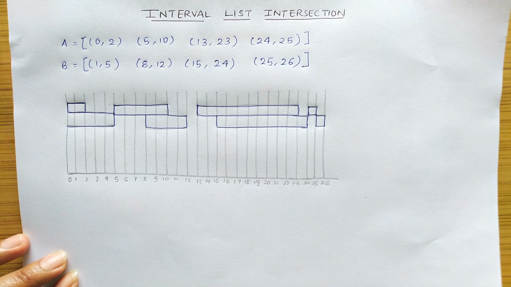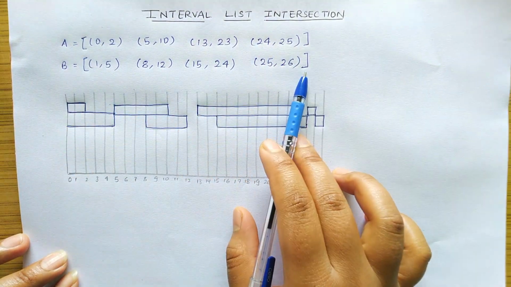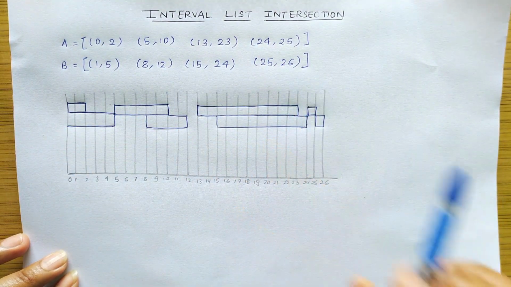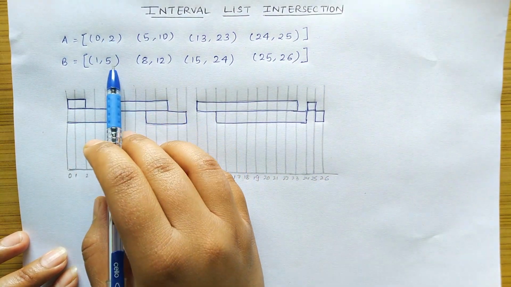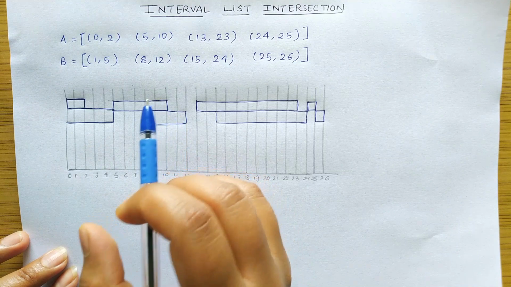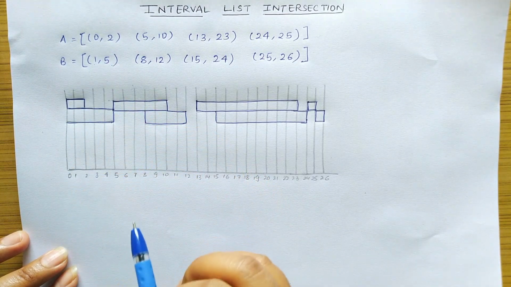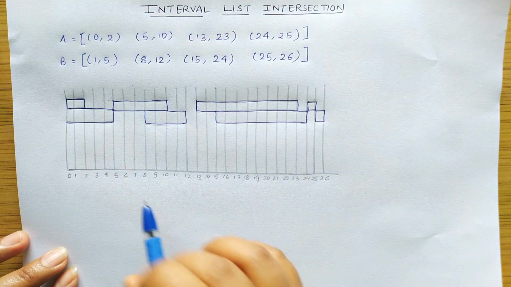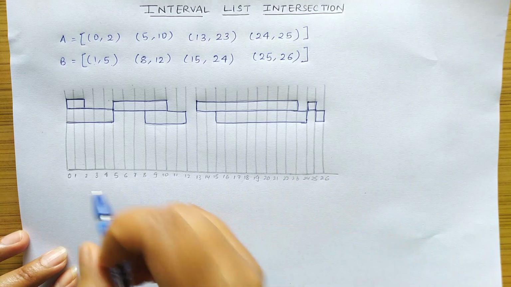For today's problem, we will be given two lists and we have to find the intersection between them. Now what intersection means is, if we have 0, 2 and 1, 5, what is the part that is common in both of them? That is 1, 2. And how do we find that? Well, I have made a graph and I will explain it through this graph.